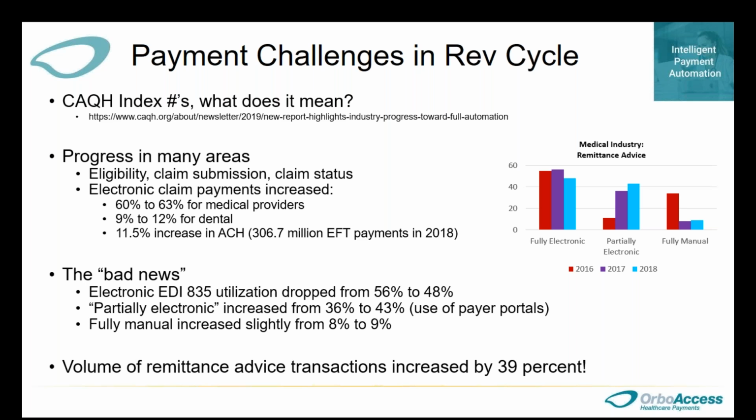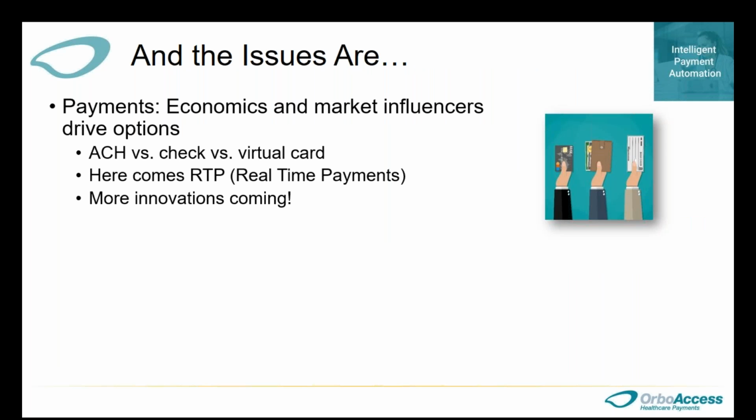Now, another consideration here when you look at the report is that the volume of remittance advice transactions increased by 39%. Now, what does that tell you? It tells you that if organizations are starting to use more manual types of processes with the payer portals and these full manual operations, and the volumes are increasing significantly from a transactional basis, which there might be some discrepancy in the data based on the sampling and so forth, you actually could be on the verge of a bit of a challenge, because you're going to have to deal with that.